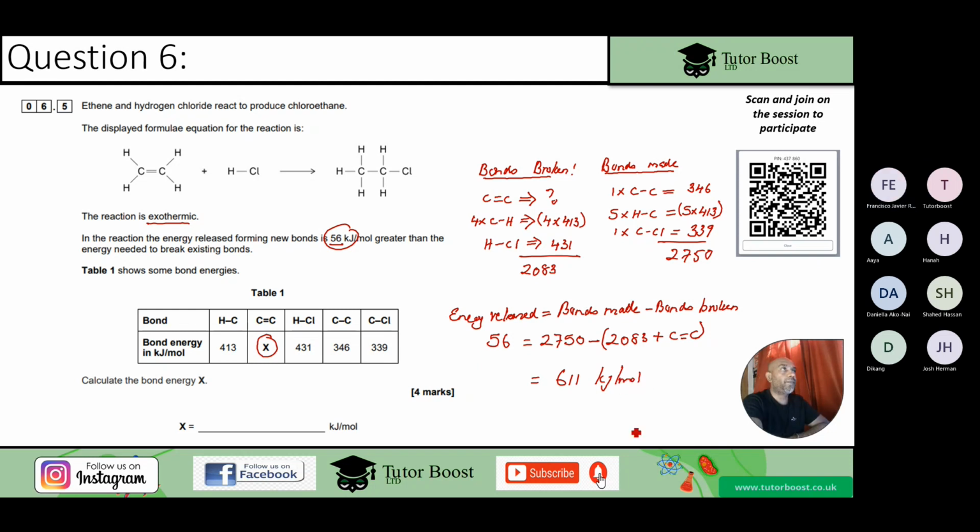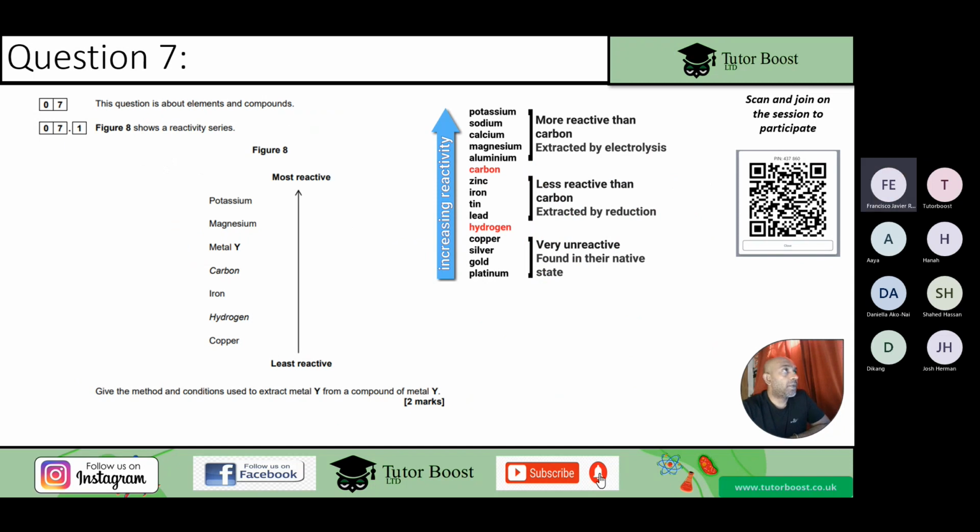Next question, last question. Question number 7. This question is about elements and compounds. Now, this information that you're seeing here, I've added more information, right? This doesn't appear in your exam paper. So this is the exam paper question. Figure 8 shows the reactivity series. Give the method and conditions used to extract metal Y, right? And here, as you can see, you've got carbon here, right?